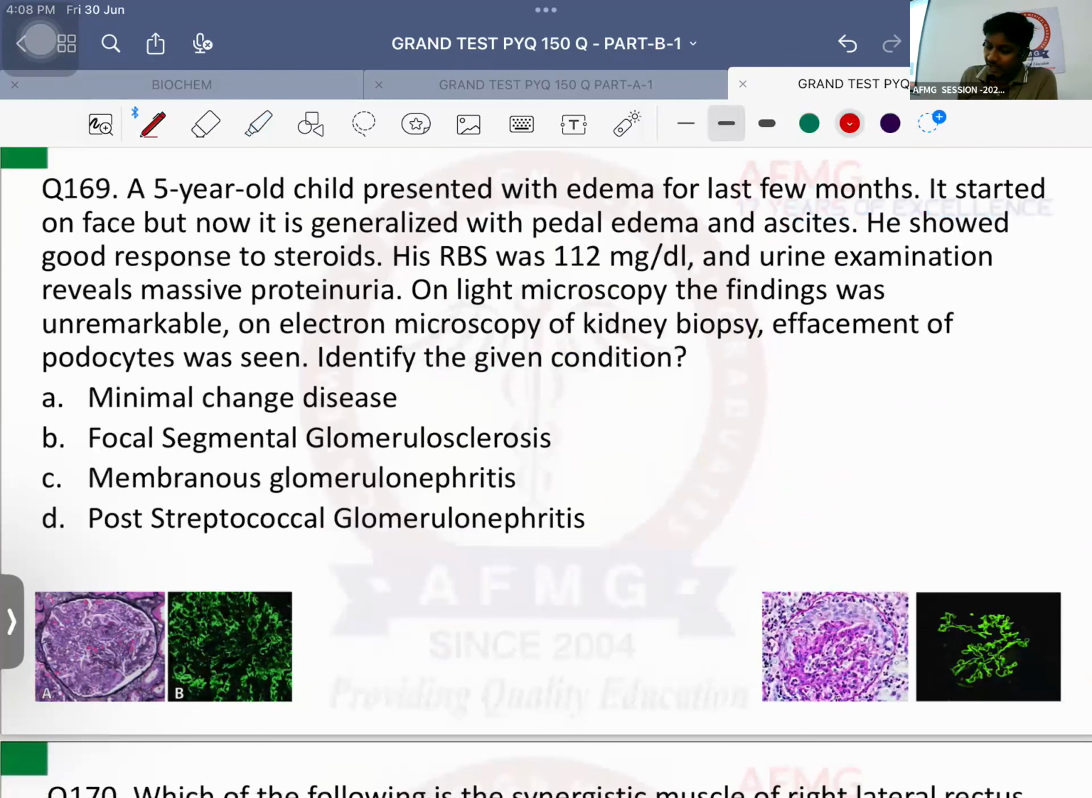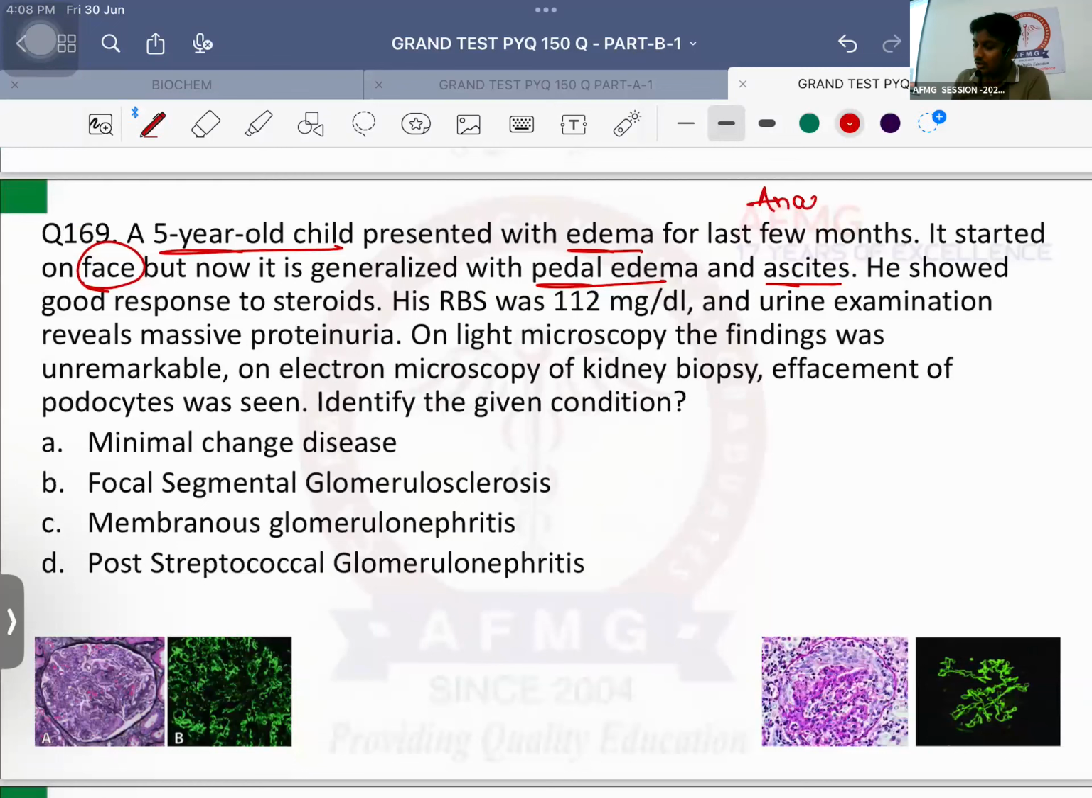Question number 169. A 5-year-old child presented with edema for the last few months. It started on the face. Okay, there was facial edema in the child, but now it is generalized with pedal edema and there is also ascites. That means diffuse edema throughout the body. Generalized edema is known as, very good, anasarca. They will mention it in the question. Don't get confused. What is anasarca? Anasarca is nothing but generalized edema of the body.